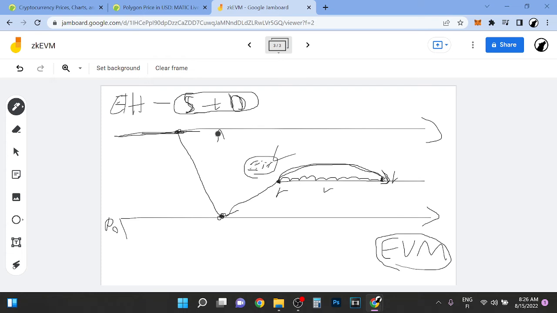Anyway, with this, the transactions are settling on Ethereum mainnet because there's EVM, but at the same time they are scaling because of the zero knowledge proofs. Okay, so that means that you can use Ethereum scalably fast, but still have the security and decentralization of Ethereum. And this is huge.